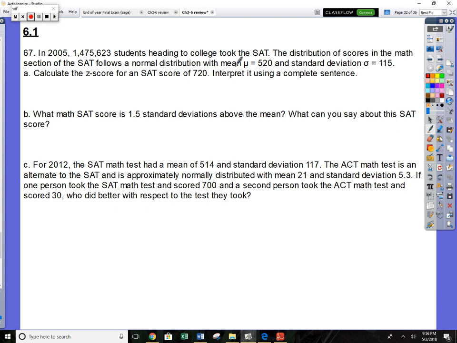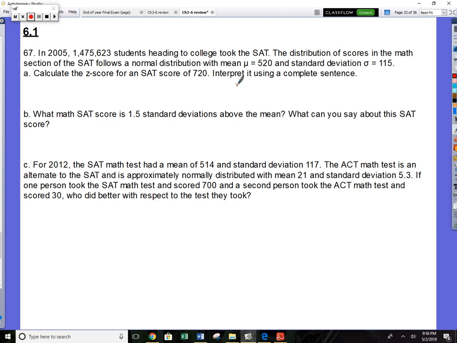Okay, now these are better questions. These are probably more closely what you're going to see on a test. In 2005, 1,475,000 students heading to college took the SAT. The distribution of scores in the math section of the SAT follows a normal distribution with a mean of 520 and a standard deviation of 115. Calculate the z-score.